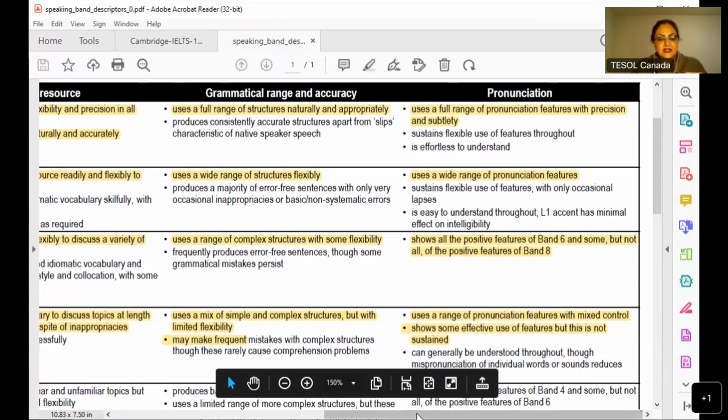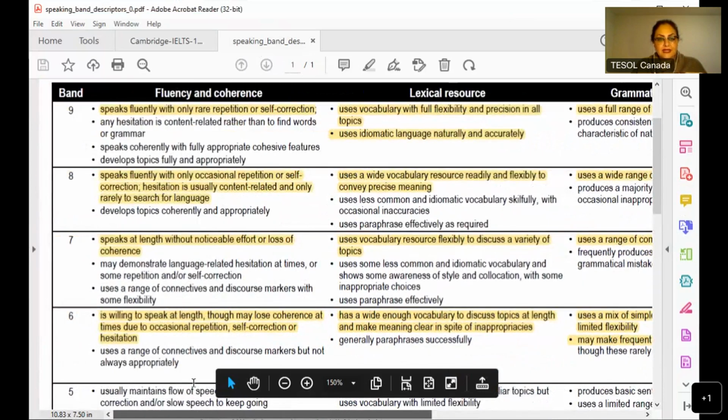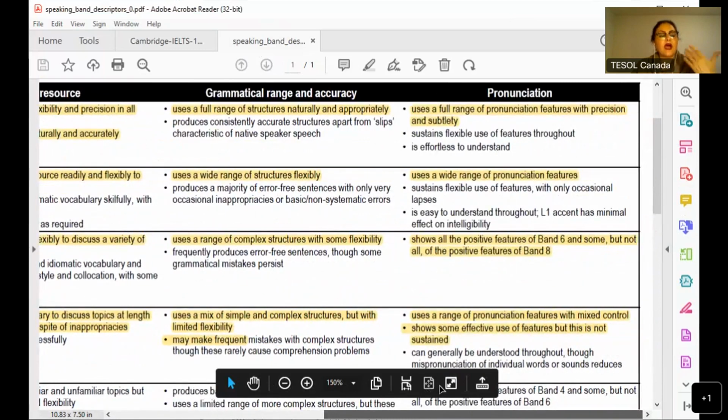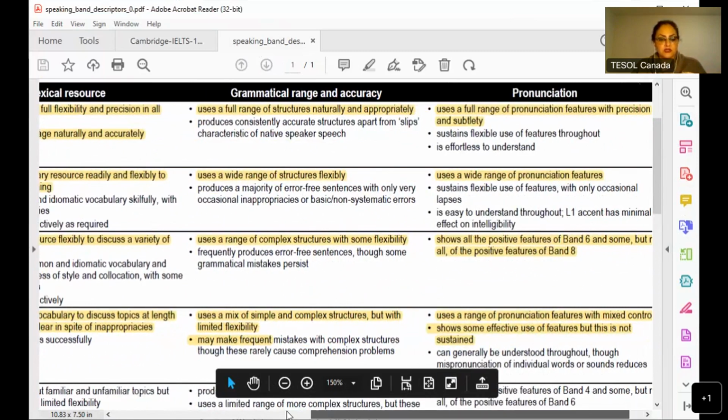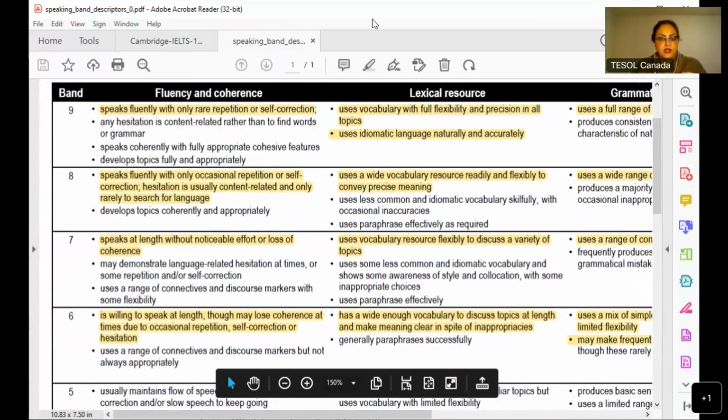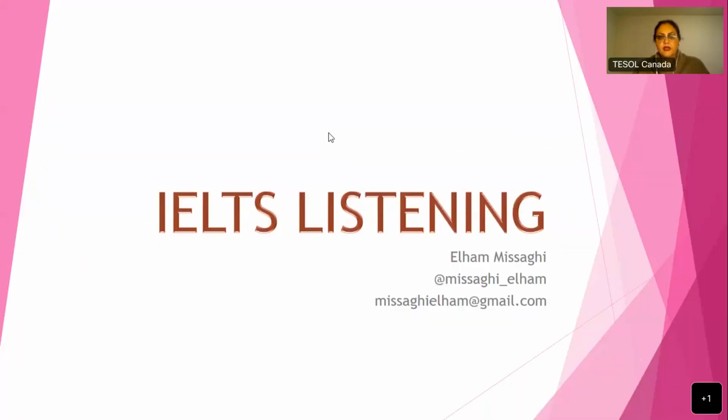So by studying the differences between band scores, you understand how far your students need to practice, or you have to practice with your students. Good. So any questions? Okay, continue with IELTS listening.